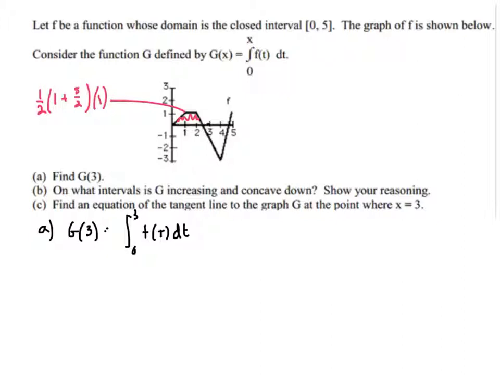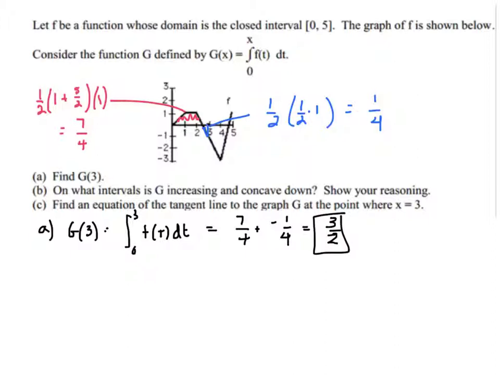So 1/2 multiplied by 7 halves is 7/4. This other little portion here is a little triangle. It's going to be half the base, which is 1/2, and the height, which is 1. Well, that's just 1/4. But of course, that's negative. It's below the axis. So I have 7/4 and negative 1/4, which is 6/4, or 3 halves. So 3 halves is G of 3.